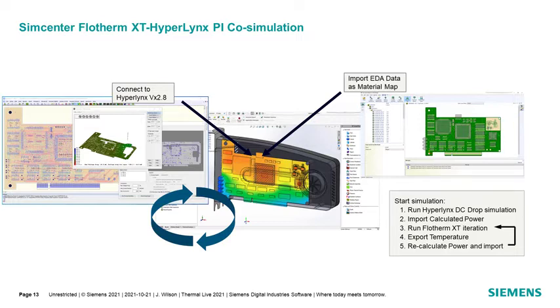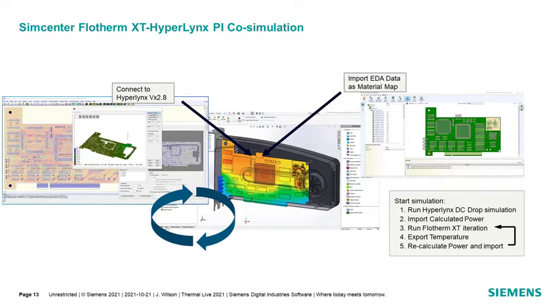Before we look at the co-simulation in depth, let's take a look at an overview. The process would start with a file being generated that's based on the routed board, and that common file that could be used could be ODB++ or IPC 2581B. That board would be read into Hyperlinks PI, and the current voltages would be set up and that project saved.